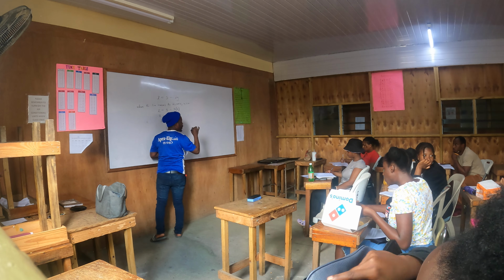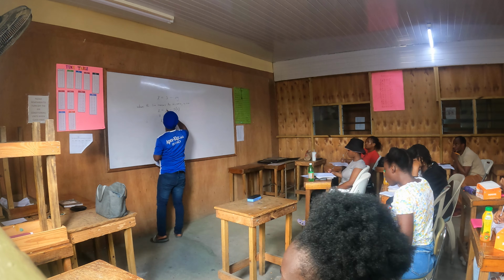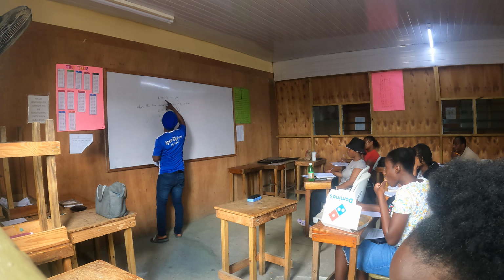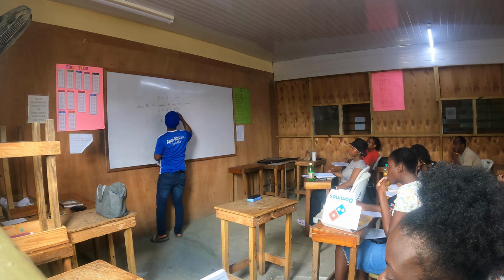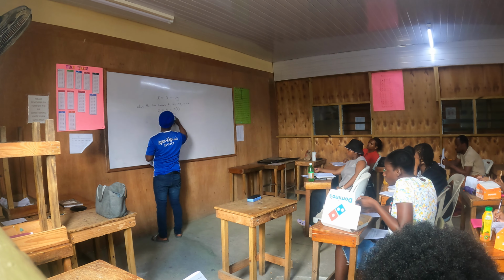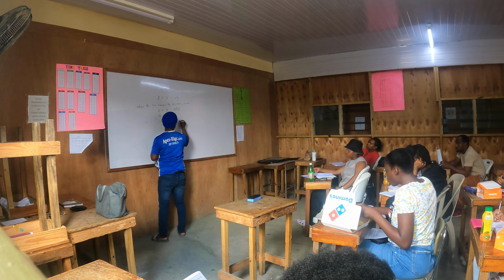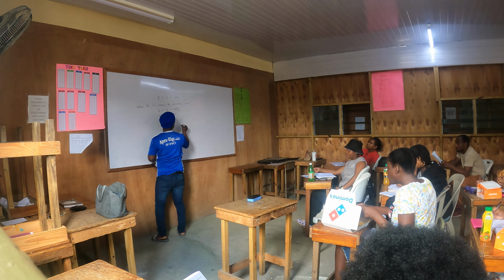You will replace the letter y with 0. So replace this y with a 0. x will be equal to 5 minus 3 times 0. x is equal to 5 minus 0. x is equal to 5. So it crosses the x-axis at 5 and crosses the y-axis at 0.